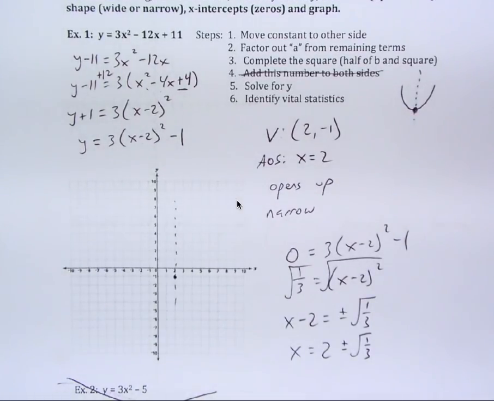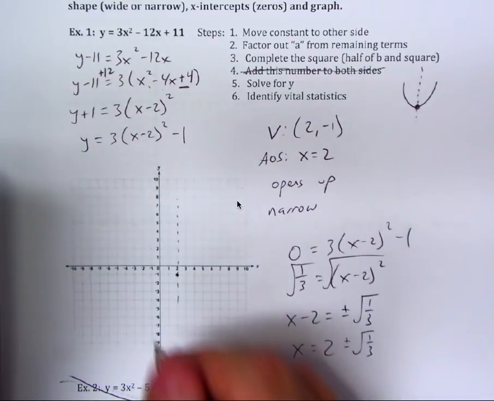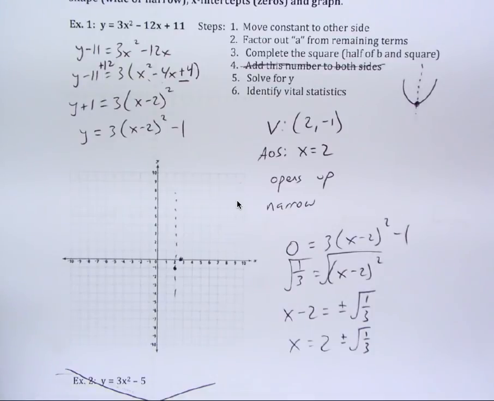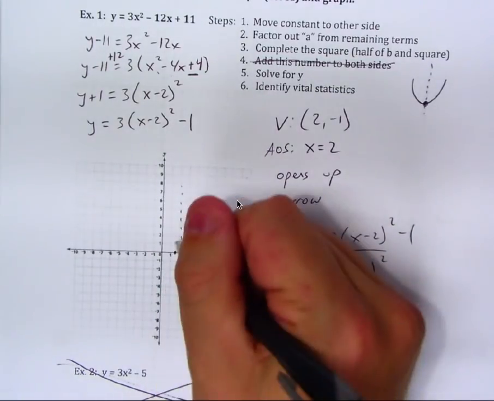Basically, that means those are the numbers where it's going to cross the x-axis. However, I don't know where 2 plus the square root of 1/3 exactly is on the x-axis. So while I would state these are the x-intercepts, I want those to be exact, I would probably take my calculator and figure out what those decimals are. So 2 plus the square root of 1/3 is about 2.58. So right here. And then 2 minus the square root of 1/3 is about 1.42. And you can see how skinny that parabola is right here.